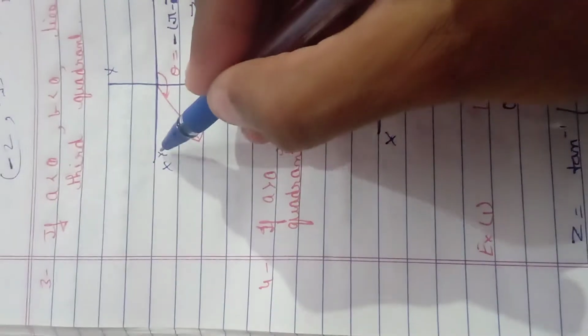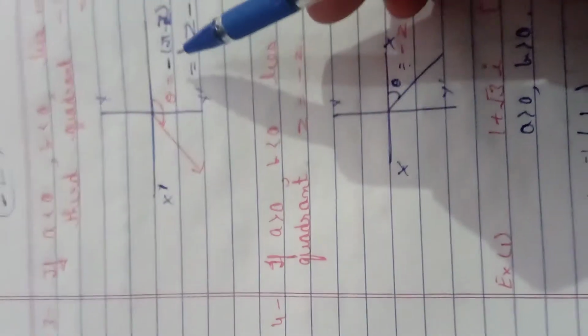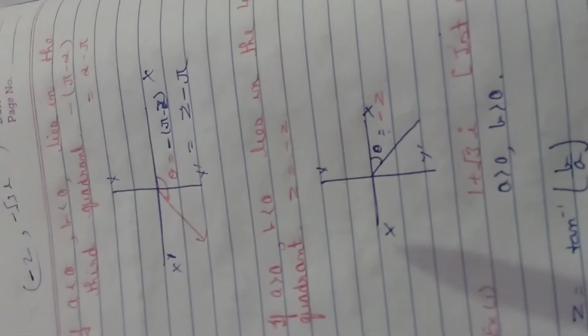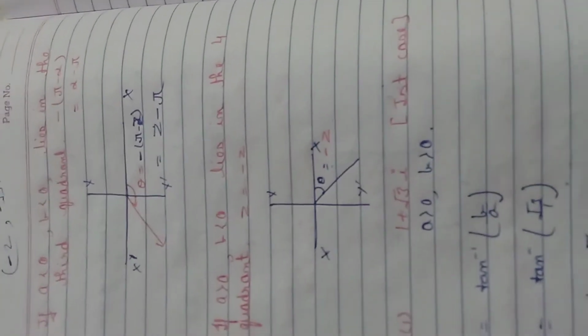So in this quadrant table, this is y axis, this is y dash, this is x, and this is x dash. So this lies here. This can be calculated by minus pi minus alpha, this can be z minus pi. If the fourth condition, if a is greater than 0 but b is less than 0, this is simply calculated by multiplying by minus.